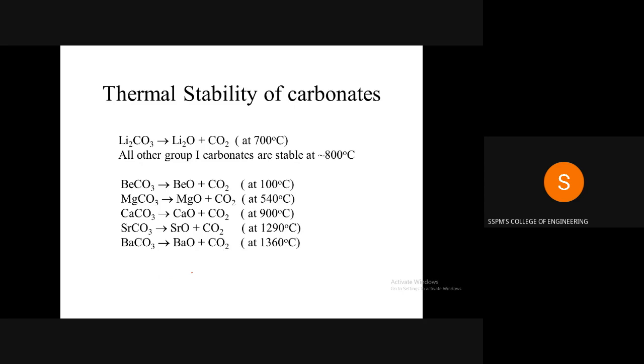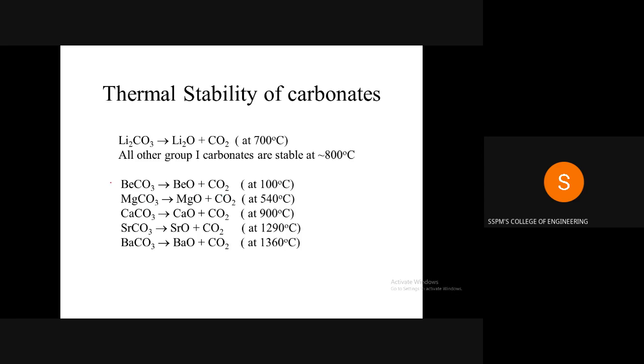Thermal stability of the carbonates. They ask the question: which is the stable carbonate? How are the carbonates formed? When alkali metals and alkaline earth metals react with CO3, there is a formation of carbonates. So which carbonate is very stable?